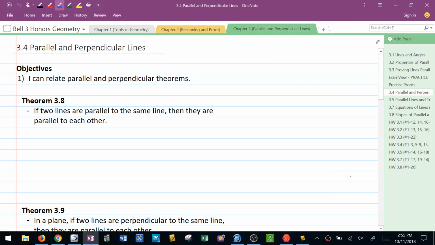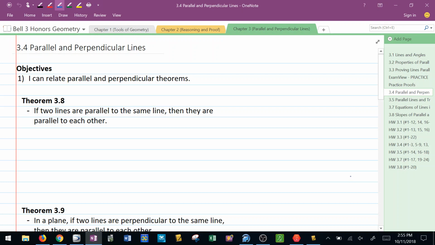Section 3.4 talks about parallel and perpendicular lines. The objective for this lesson is to be able to relate parallel and perpendicular theorems. Now remember, parallel lines are two lines that do not intersect and are in the same plane. Perpendicular lines are two lines that intersect in the same plane and form right angles.